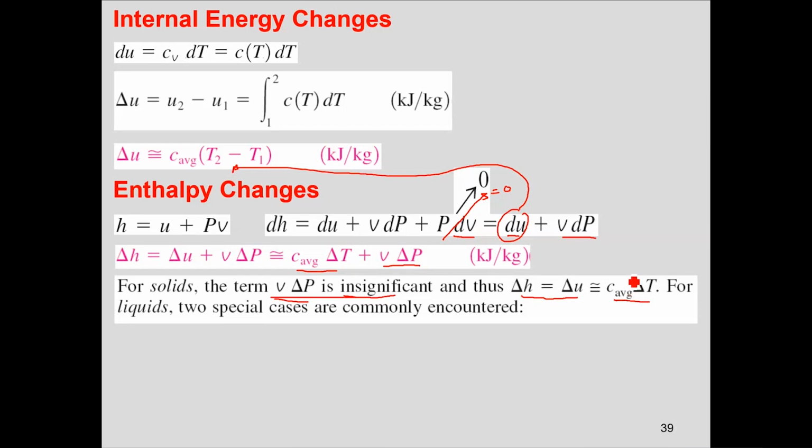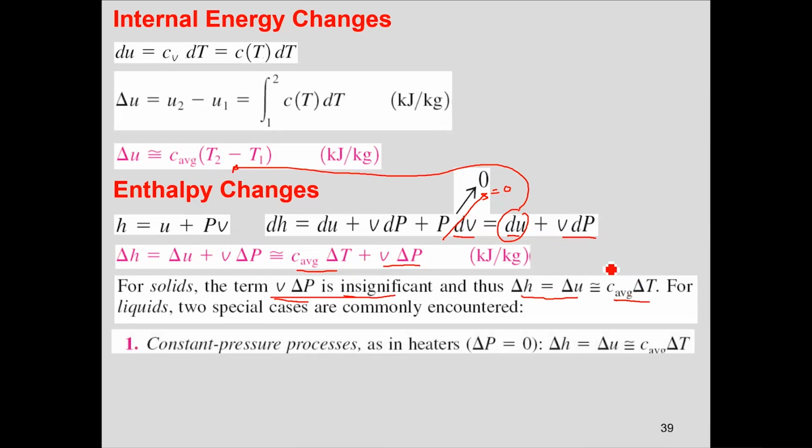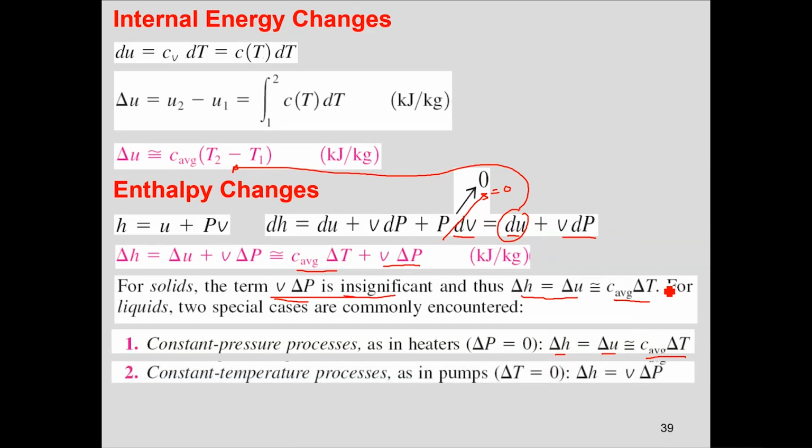For liquids, there are two special cases which are encountered. One is a constant pressure process where delta P is zero, your delta H would essentially be the same as delta U, as in the case of solids, and it would be C average delta T. The other is a constant temperature process, as in pumps, in which your delta T is essentially equal to zero and your delta H becomes V delta P.